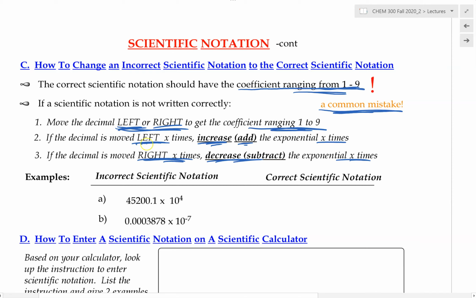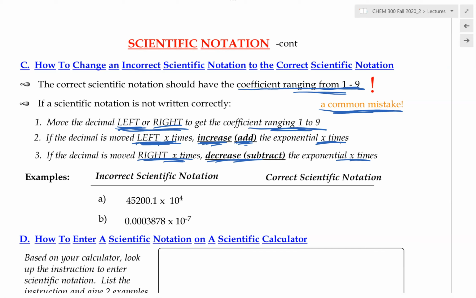When we move the decimal to the left x number of times, we essentially will be making the value smaller. So this is why we have to increase, or add to the existing exponent, x number of times to compensate for it. So that way the value will remain the way it should be.